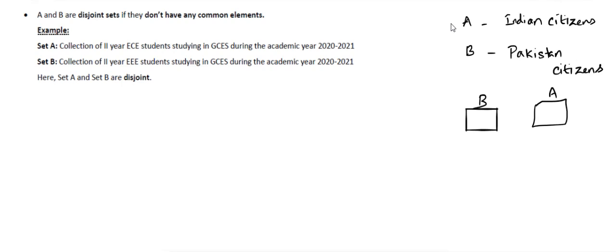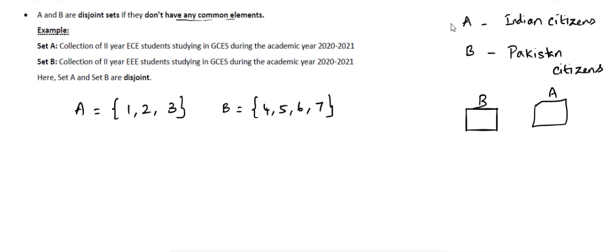Okay, for example, if set A is 1, 2, 3 and set B is 4, 5, 6, 7, could you see any common elements between these two? No, right? So this will be the diagrammatic representation again for set A and set B. In this case, these two sets are called disjoint sets. Disjoint sets means they don't have any common elements.